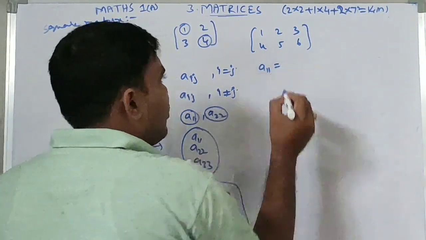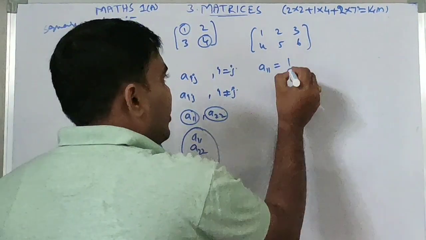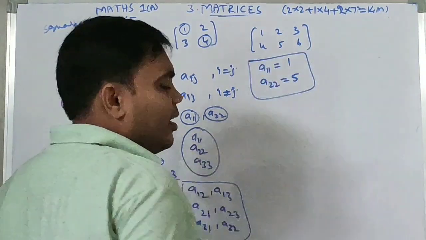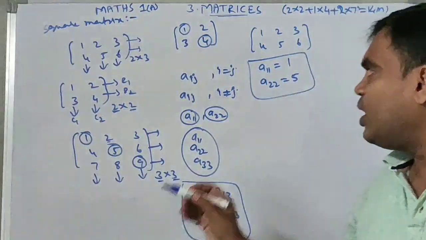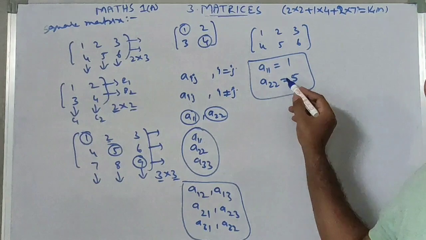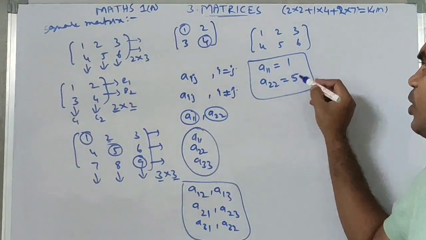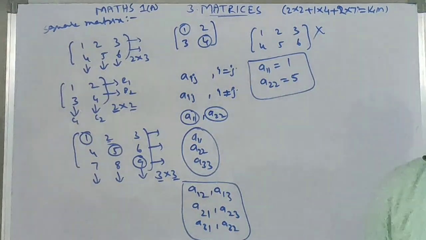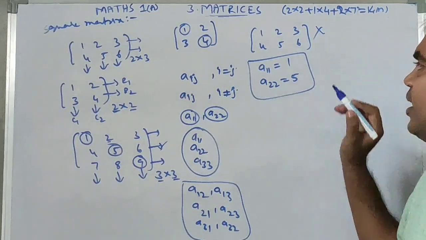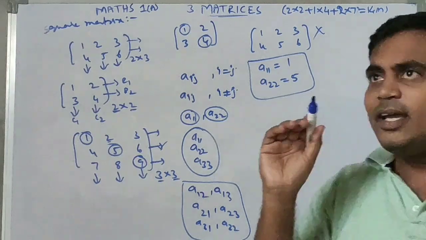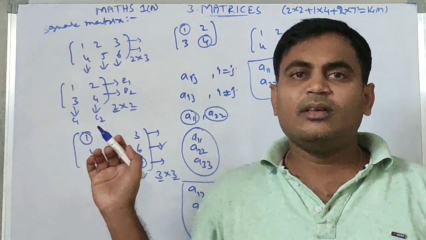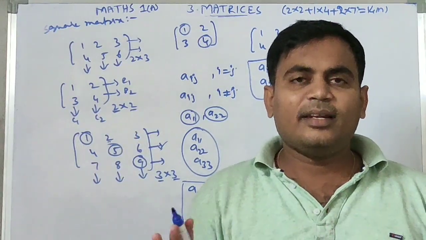In this one, A11 equal to first row, first element 1, second row, second element A22 equal to 5. So these are not the principal diagonal elements. Even though A11 and A22 are 1 and 5, these are not principal diagonal elements. Why? Because it is not a square matrix. If it is a square matrix, the principal diagonal exists. If it is not a square matrix, the principal diagonal does not exist. Principal diagonal exists only for square matrices.